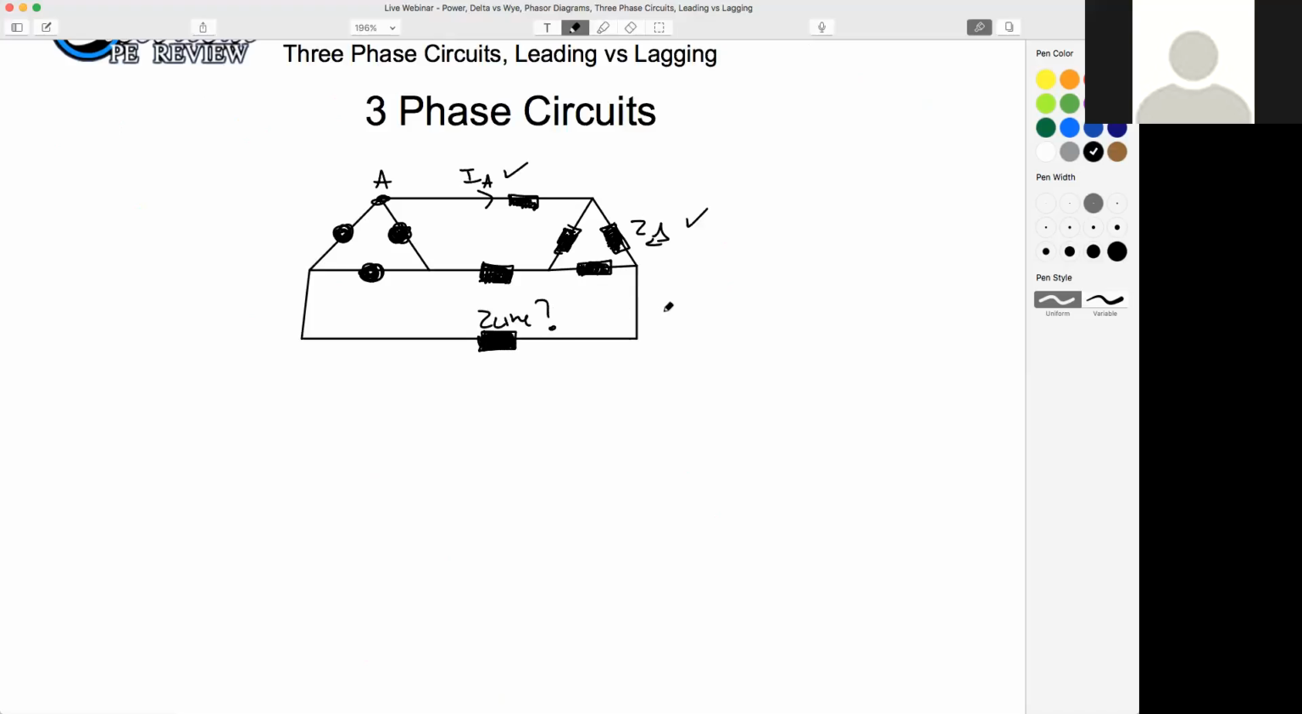Who can help me out? What do I need to know? Someone said to convert delta to one phase Y. Sure. On my source or on my load? On my source or on my load? Both. Exactly. So here's our source. Here's our load.